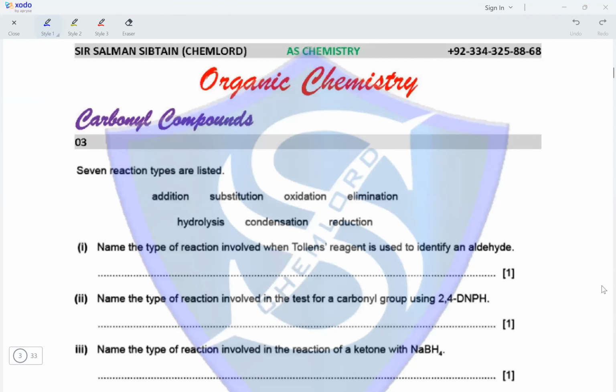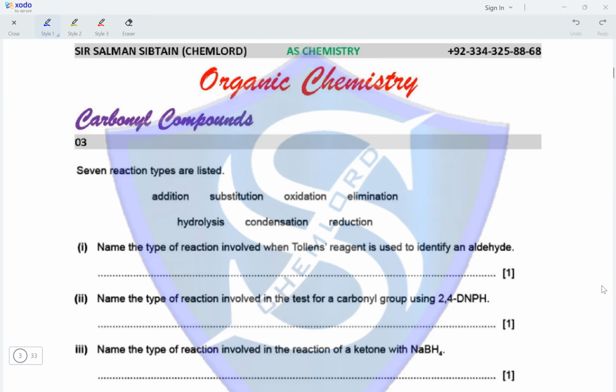Question 3. Seven reaction types are listed: addition, substitution, oxidation, elimination, hydrolysis, condensation, and reduction. Name the type of reaction involved when Tollens reagent is used to identify an aldehyde. The aldehyde is oxidized into a carboxylic acid salt, so oxidation occurs with respect to the aldehyde.